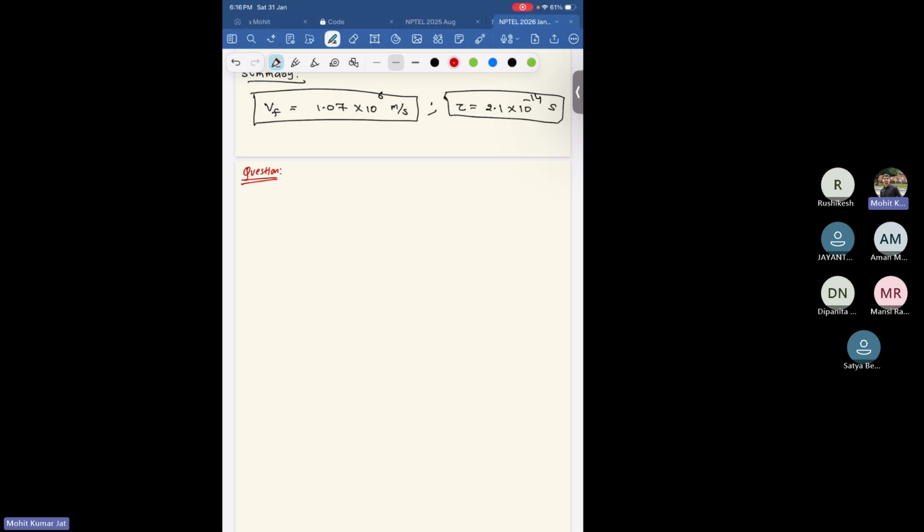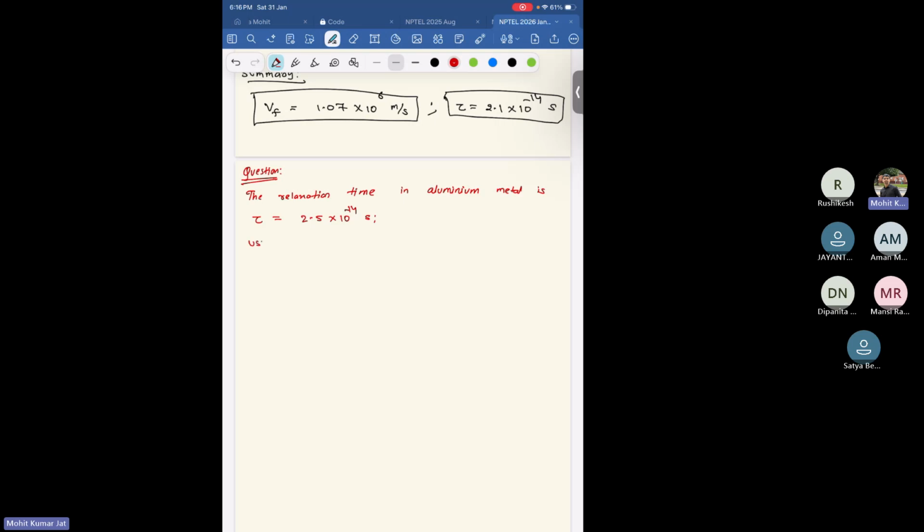So let's say the relaxation time in aluminium metal, tau, is roughly 2.5 × 10^-14 second. So relaxation time in metals is around 10^-14 second.